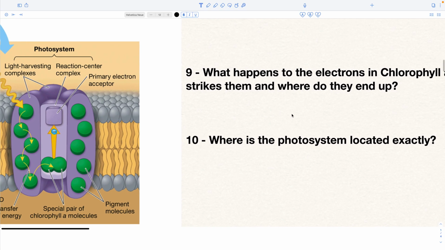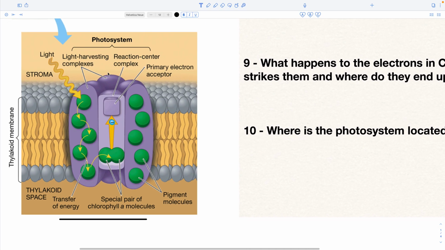This photosystem, question number 10, is located in the thylakoid membrane. So you see where it says over here on the left, the thylakoid membrane? That's where this chlorophyll is. That's where light strikes it.